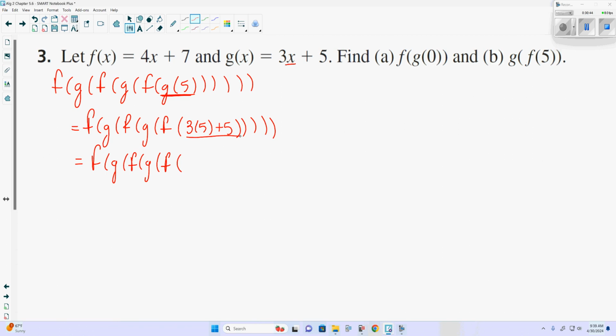We have this here, 3 times 5 plus 5, yes? Can we type that in the calculator? Oh yeah, 3 times 5 is 15, plus 5 is 20. But again, those parentheses, especially after the 20, are inconsequential. If you have them all there, awesome. If not, not going to make a big difference.